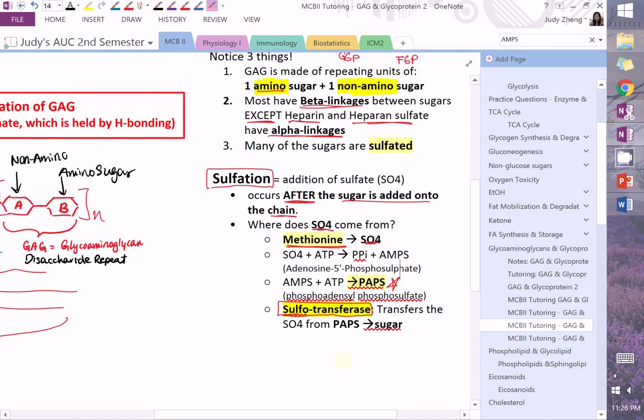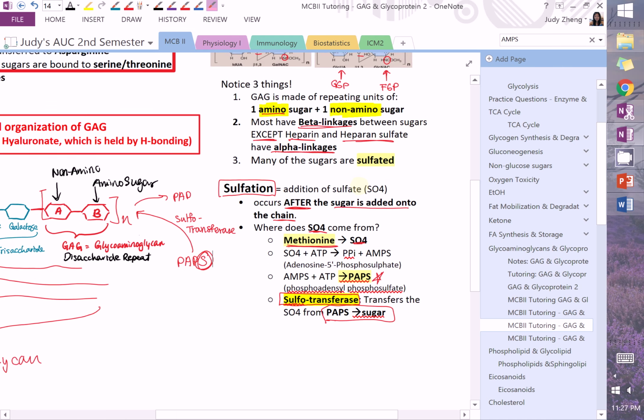So the sulfotransferase will take a PAPS, and then it will put the sulfate from the PAPS and add it onto the sugar. So over here, basically what will happen is a PAPS comes in, and this is the sulfotransferase, and then out comes a PAP without the S. So this step happens after the sugar has already been added to the chain.